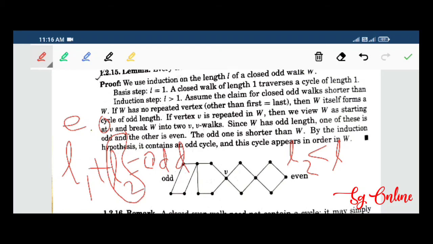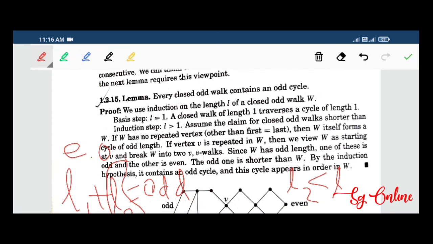So this is a simple thing, but particularly interesting, and it will be used in the next theorem: every closed odd walk contains an odd cycle. We proved it this way: the basic step we complete with L equal to 1, that is, the length of the walk is 1, and then it is a loop, and so it is itself a cycle.